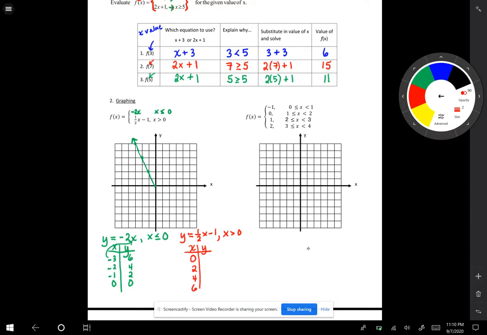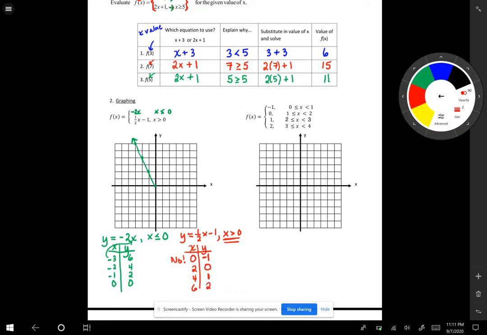Okay, so 1/2 times 0 is 0, minus 1 is negative 1, but you can't graph this, because remember, x has to be greater than 0. Okay, 2: 1/2 times 2 is 1, 1 minus 1 is 0. 1/2 of 4 is 2, 2 minus 1 is 1. And 1/2 of 6 is 3, 3 minus 1 is 2.